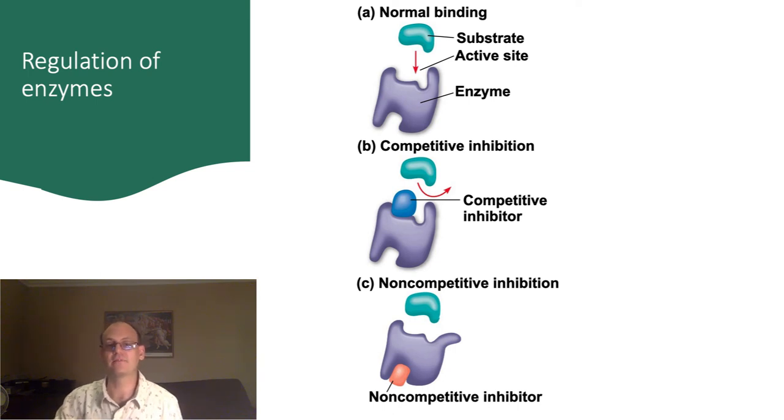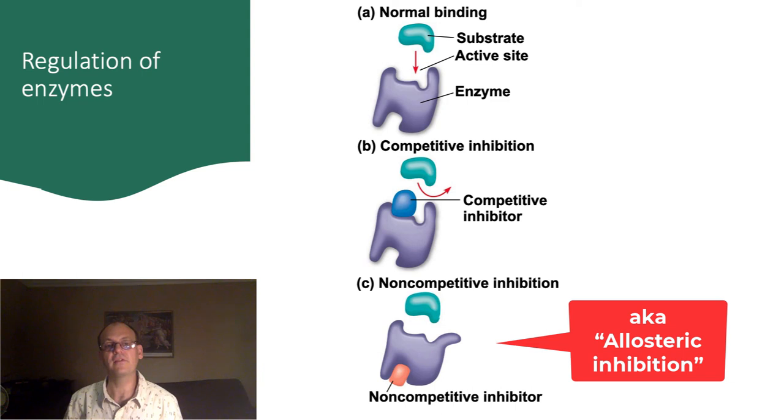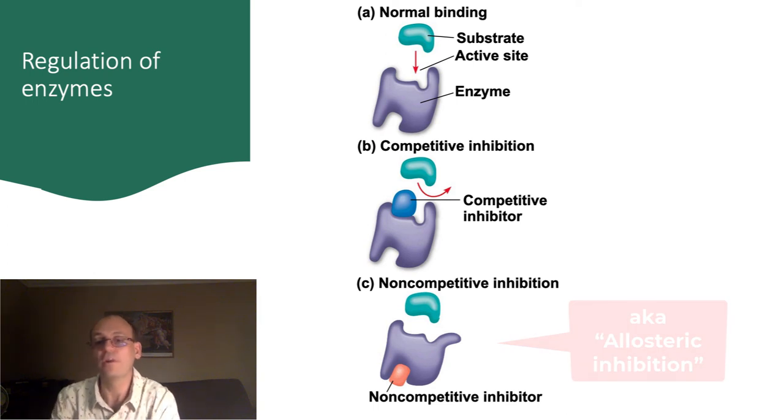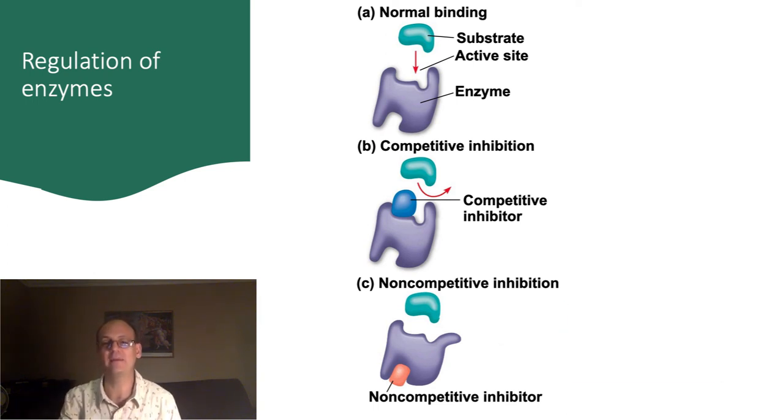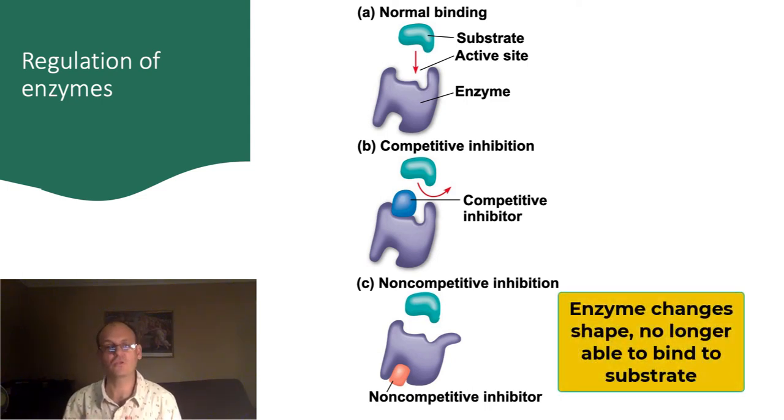The second mechanism for regulating enzymatic activity is called non-competitive inhibition. Another name for it is allosteric inhibition because the inhibitor binds to what is called an allosteric site on the enzyme. The allosteric site is a site that is physically separate from the active site. When an inhibitor is bound to the allosteric site, the enzyme changes shape in such a way that it can no longer bind to the substrate. Therefore, when a non-competitive inhibitor is bound, the enzyme is deactivated.